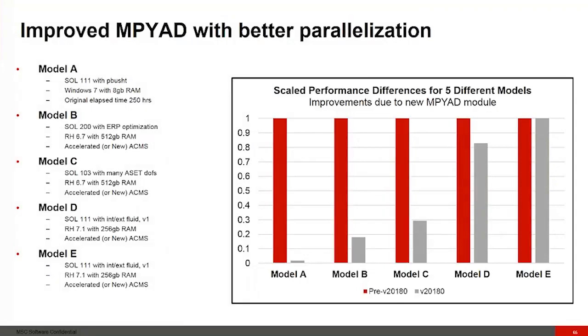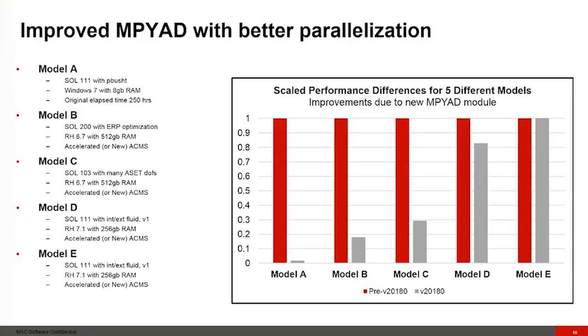Another model was Model B. Model B is about 5 times faster. You can see this was a solution 200 for optimization, and it was run on Red Hat 6.7 with about 512 gigabytes of RAM using the new ACMS combination with the MPYAD. You can see the performance gain for Model C and Model D. Here we have about 3 to 4 times performance gain.